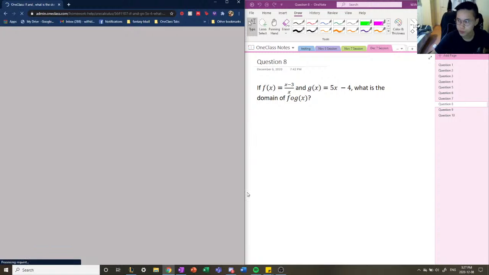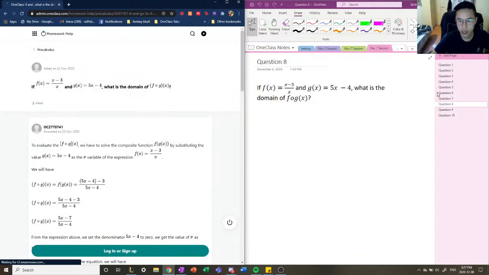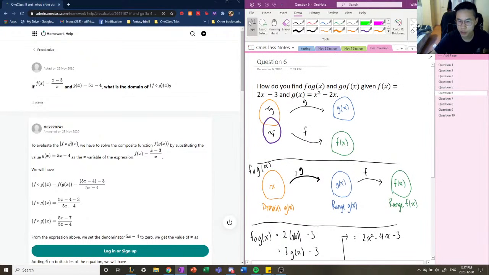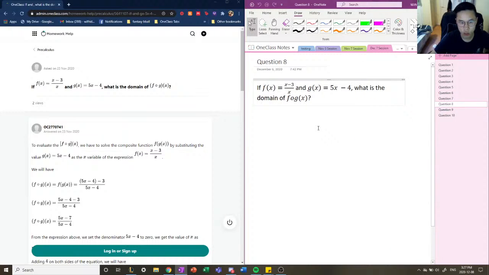Okay, so here we go. All that talk about the domain might be different for a compositional function in comparison to the domain of the independent functions themselves. We're going to apply that here. The question reads: if f of x equals x minus 3 divided by x and g of x equals 5x minus 4, what is the domain of f of g of x?